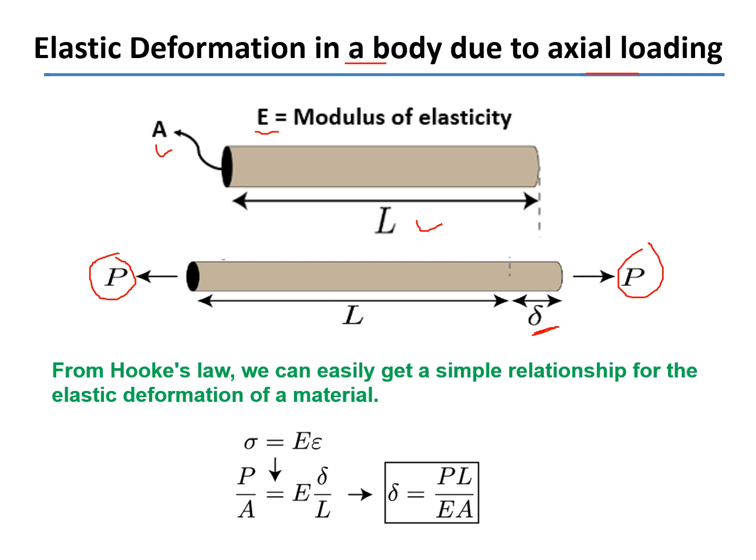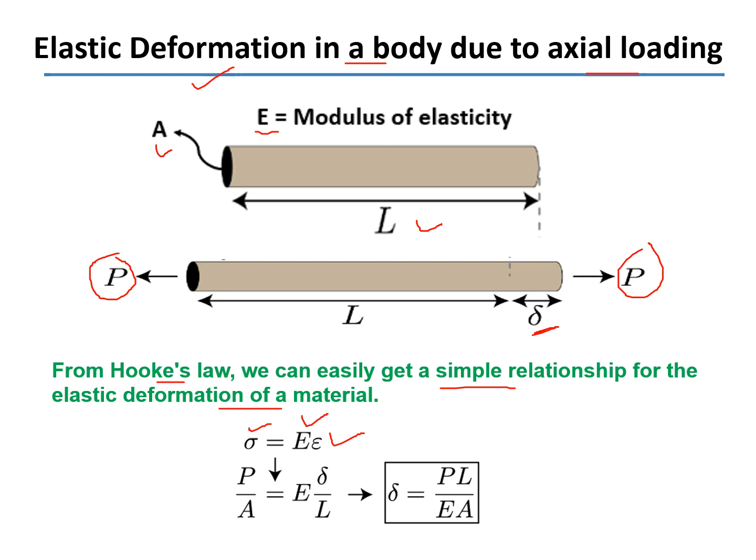So as it is the elastic deformation, we can use Hooke's law. And from Hooke's law, we can easily get a simple relationship for the elastic deformation of a material, that I already discussed in previous videos, that the stress is proportional to strain. And that proportionality is replaced by a symbol E, which is known as the modulus of elasticity. So sigma is equal to E into epsilon.